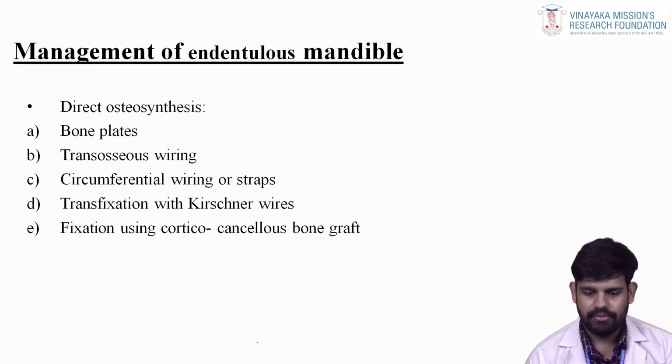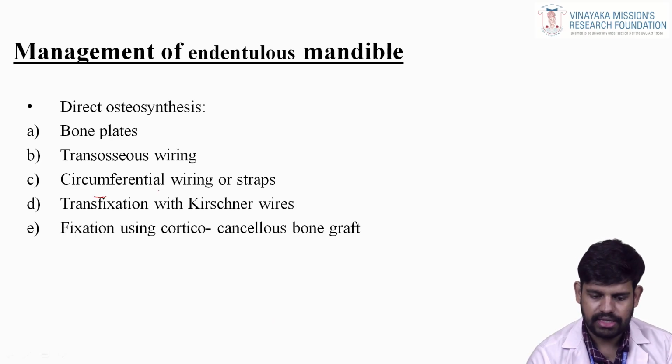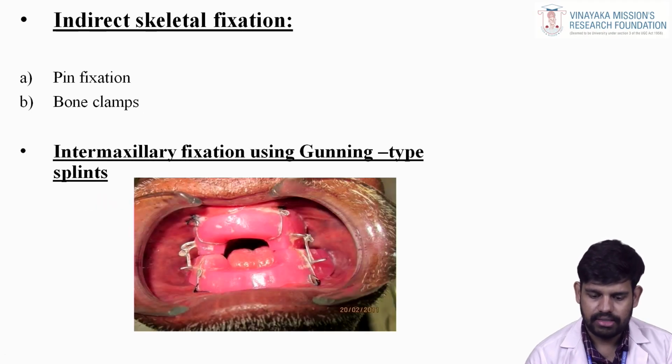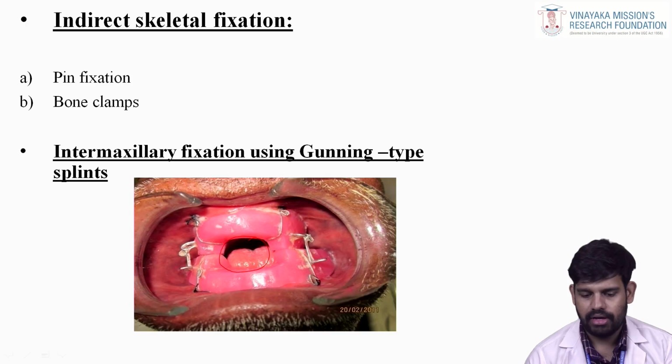So in cases of management of edentulous mandibular patient, we'll go for direct osteosynthesis, we'll go for recon plate, and we'll go for wiring, where we'll do circumferential wiring like circummandibular wiring, or we can go for gunning splint. This is the gunning splint. The one advantage of gunning splint is there is an opening in the anterior so that the patient can have sufficient nutrition through this.